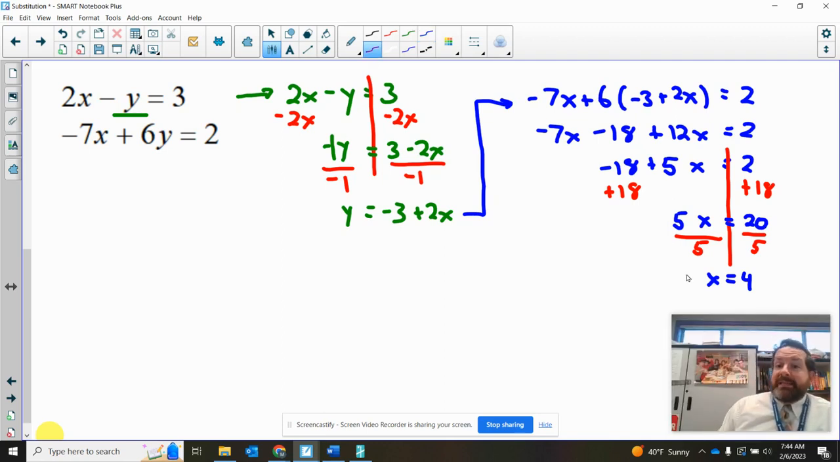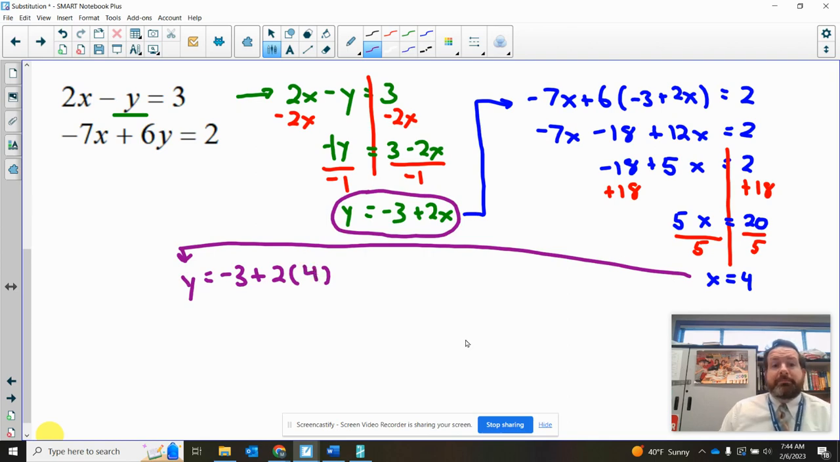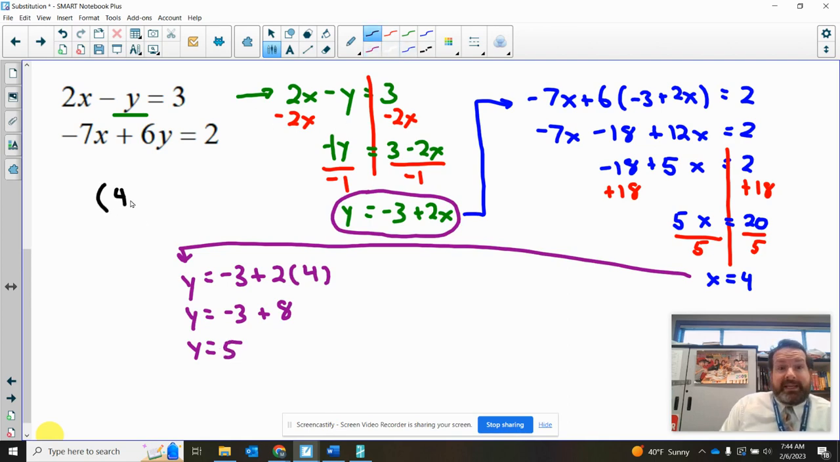Now again, I'm out of space, so I'm going to come back over here. I recommend going back to this equation. That's the easiest one, where the y is already by itself. And where I see the letter x, I'm going to replace it with the number that I found for x. I think x is 4. So simplify. 2 times 4 is 8. -3 plus 8 is 5. So I believe the solution to my system is x equals 4 and y equals 5.